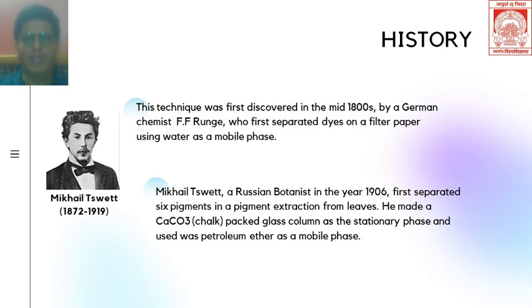So coming on to the history of this particular technique, it was first discovered in 1800 by a German chemist named F.F. Runge, who first separated dyes using filter paper and water as a mobile phase. Later on, this technique was adopted by Mikhail Tswett, a Russian botanist who in the year 1906 first separated different pigments from a leaf extract. In this experiment, he used a packed glass column filled with chalk as the stationary phase and used petroleum ether as the mobile phase.